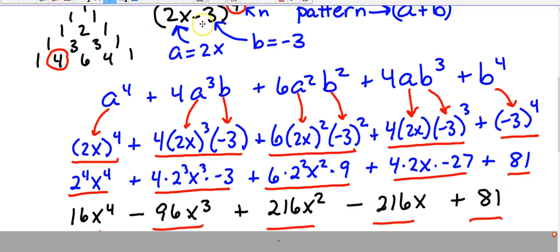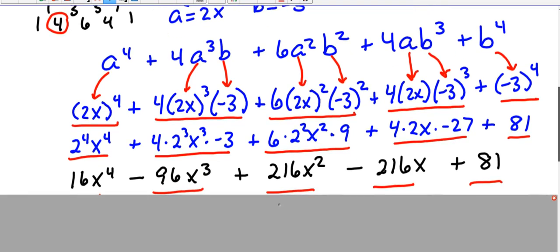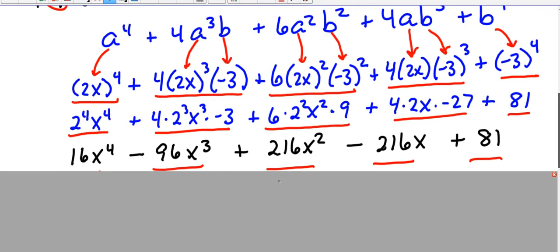Notice that when the second term is negative here, so we have 2x minus 3, you're always going to end up with alternating signs on your polynomial. So positive, negative, positive, negative. So make sure that you're careful about that as well. Okay, so that's using the pattern from Pascal's triangle and the pattern of exponents that we observed.